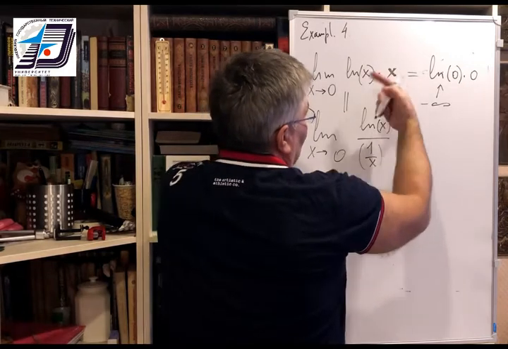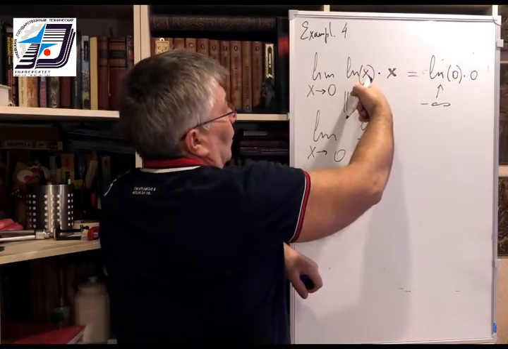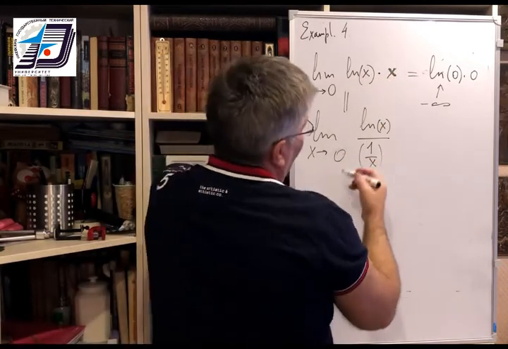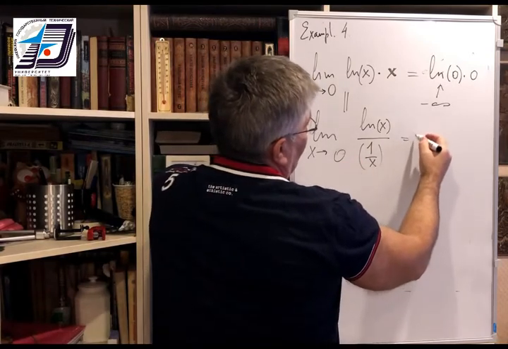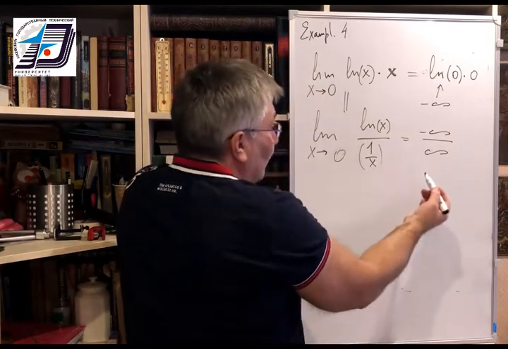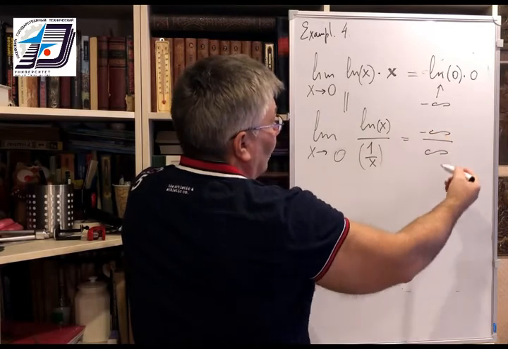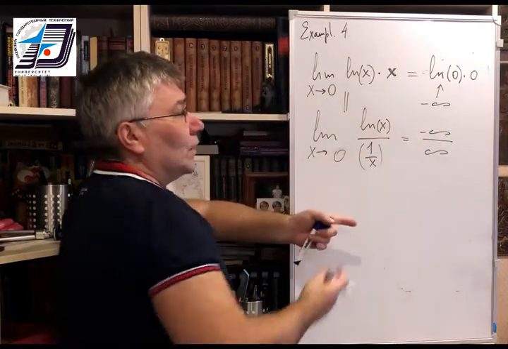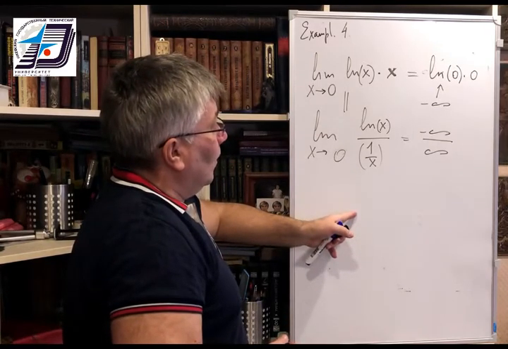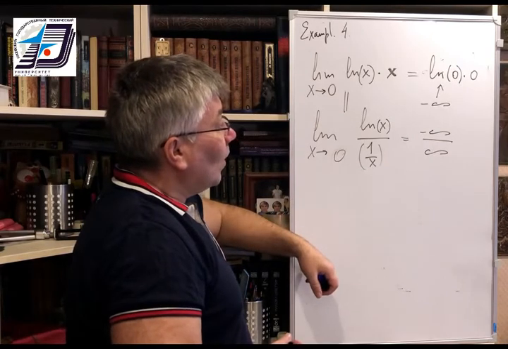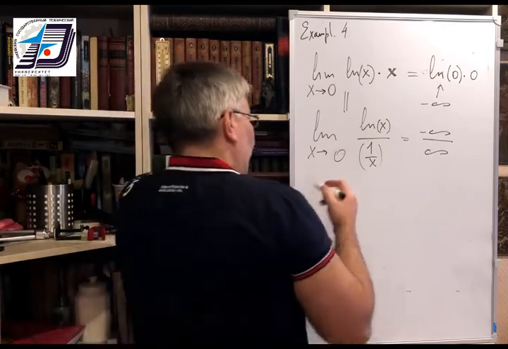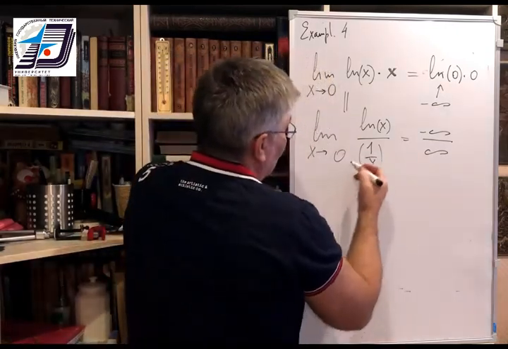We can put x into the denominator, and it goes into the denominator as a fraction. Now we can put 0 here, and we have something like minus infinity over infinity. 1 over 0 is infinity, and ln of x is minus infinity, so this limit fits into the pattern of the L'Hopital rule. It fits the pattern, and we can use L'Hopital rule here.